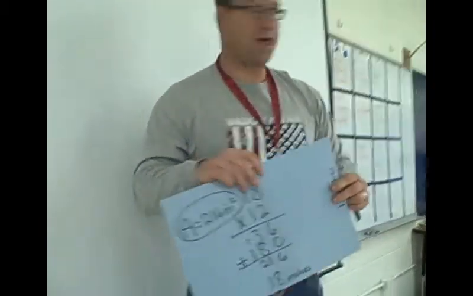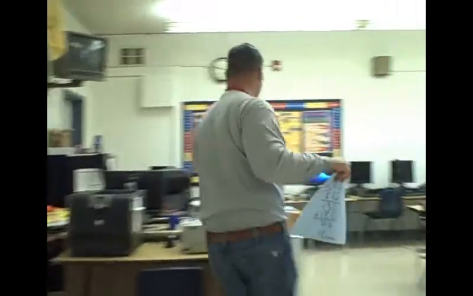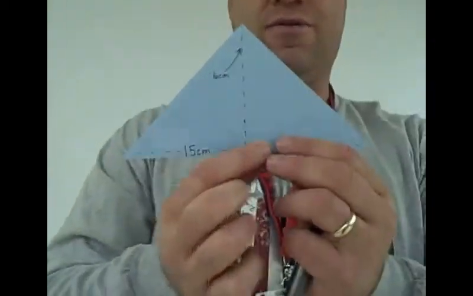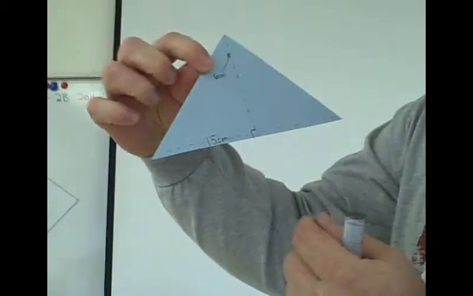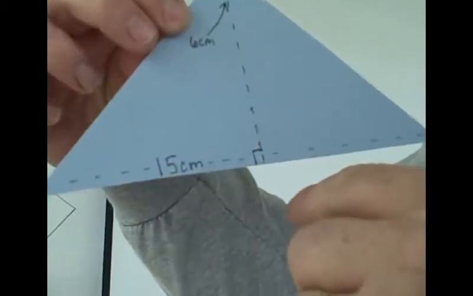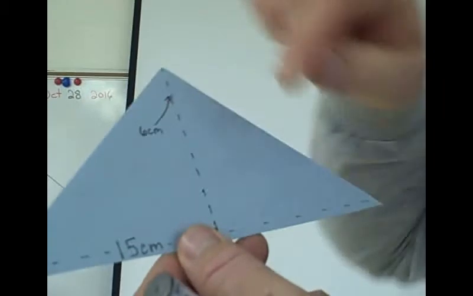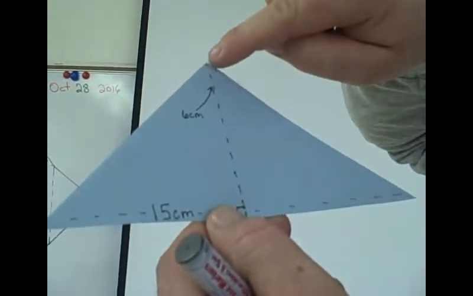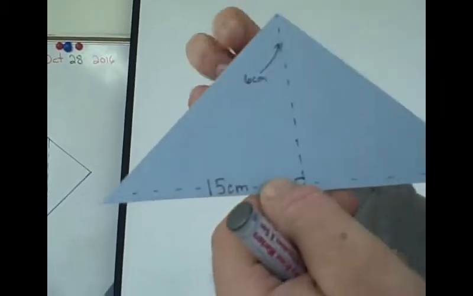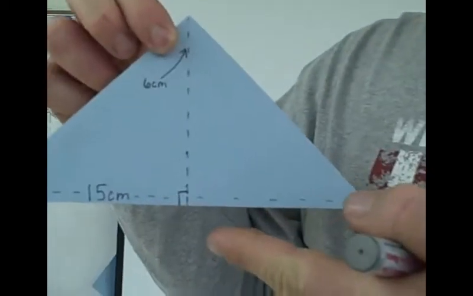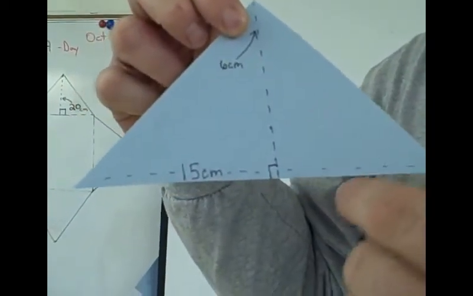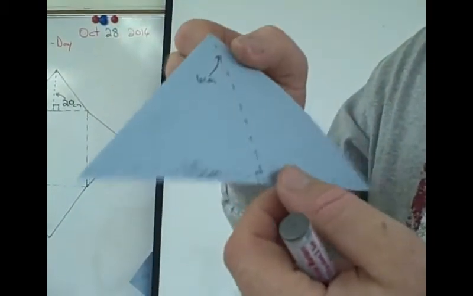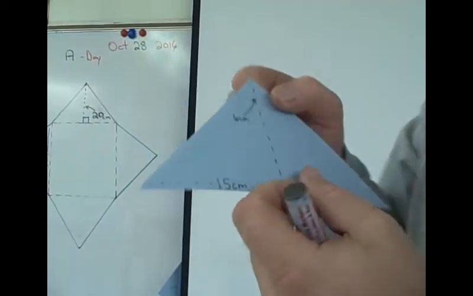Now, we also have triangles. If we're going to multiply with triangles, the area of a triangle, we're going to have to do some work. Our base is 15 centimeters, and our height of the triangle is 6 centimeters. What we would do is multiply 15 times 6, and we would come up with our area of our triangle. And we have to divide that by 2 because it's a triangle.